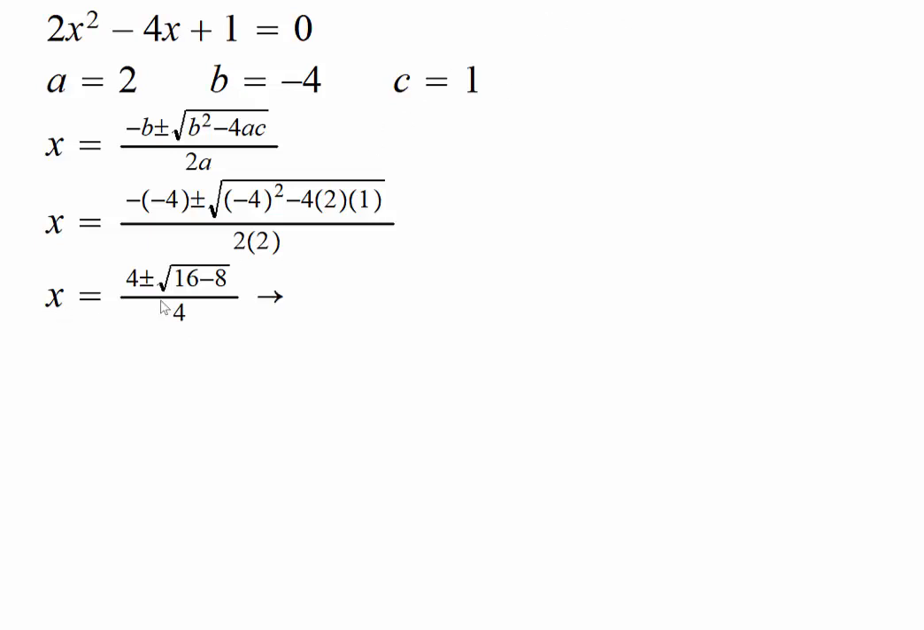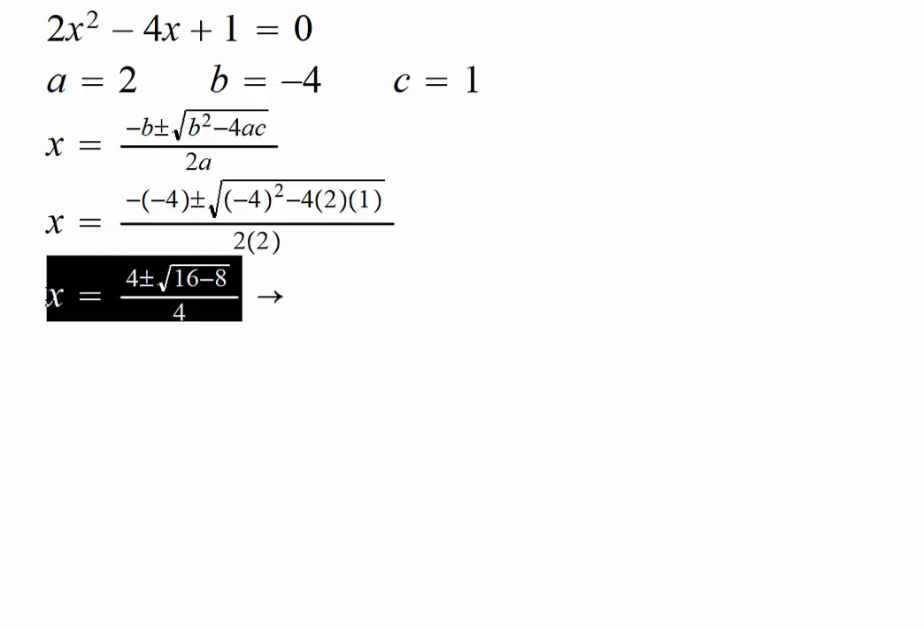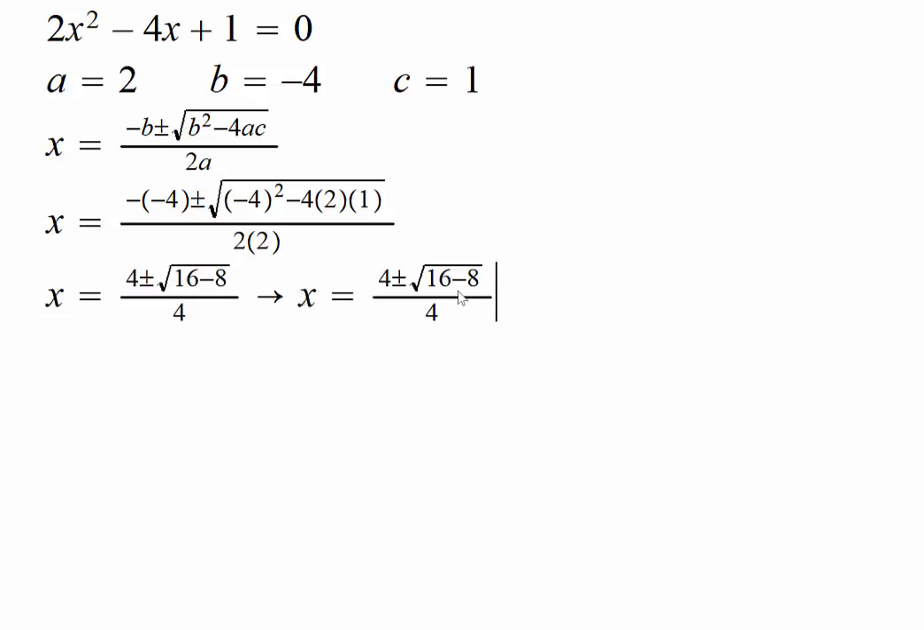So what this will give us is that this quantity is 16 minus 8. So this is 8, and the square root of 8 is how much? 2 square root of 2. Okay, so we can write that down if we have to give the exact values. So this is 2 square root of 2, and then we can write it as 2 square root of 2 over 4.